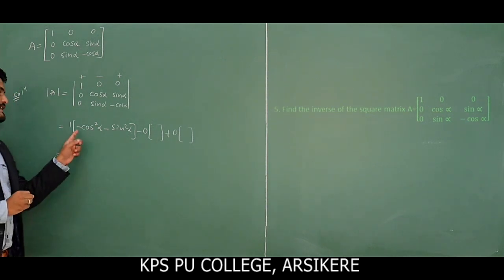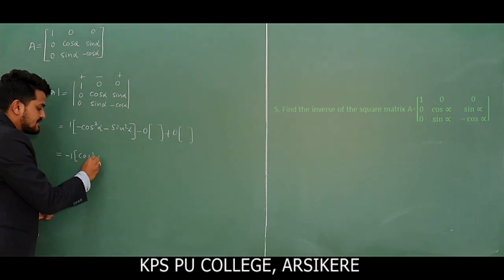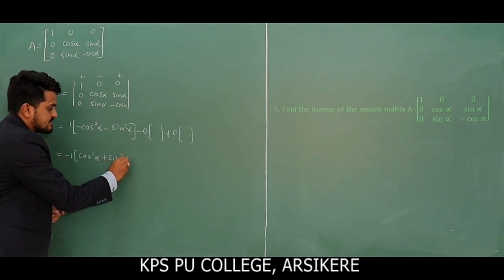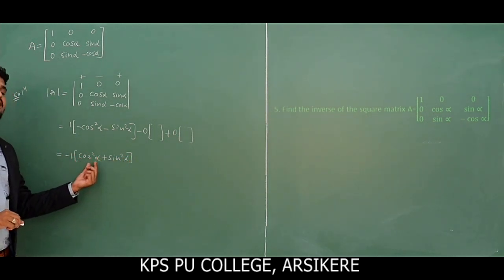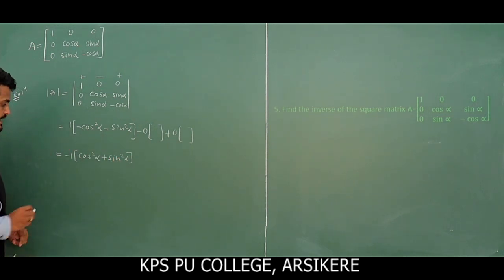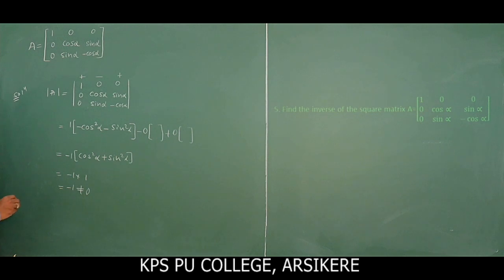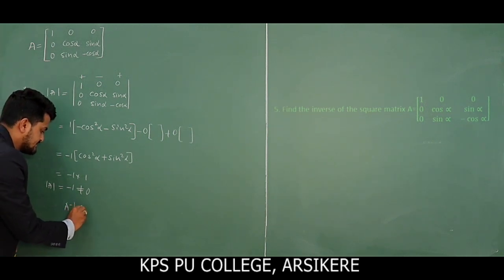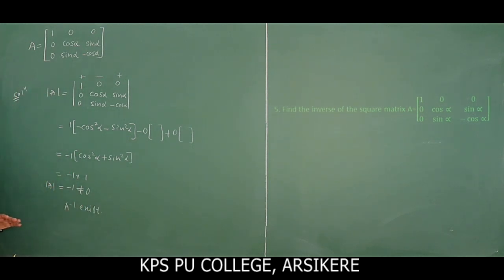So this is equal to, see here, minus common, take it outside. The remaining is cos square alpha plus sin square alpha. By using the identity we can conclude that cos square alpha plus sin square alpha is always equal to 1. So 1 into minus 1, which is equal to minus 1, which is not equal to 0. This is the value of determinant of A. So clearly we can conclude that A inverse exists. Next we have to find the cofactors.